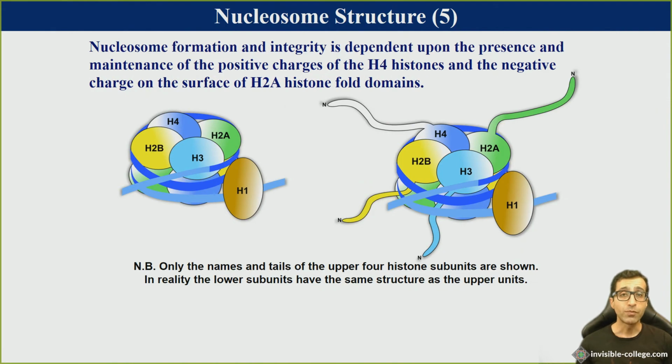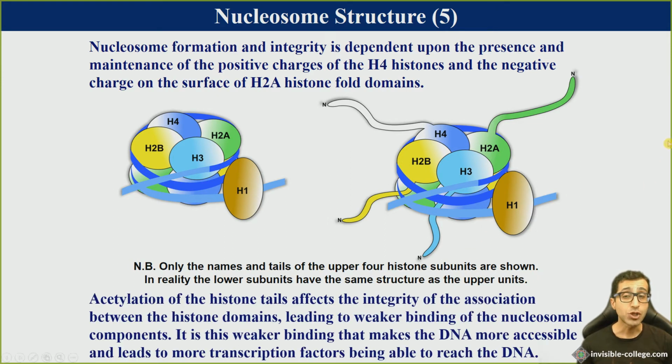So, nucleosome formation and integrity is dependent upon the presence and maintenance of positive charges of the histone 4 proteins and the negative charge on the surface of the histone 2A histone fold domains. So only the names and the tails of the upper 4 histone subunits are shown here in this diagram. In reality, the lower subunits have the same structure as the upper subunits.